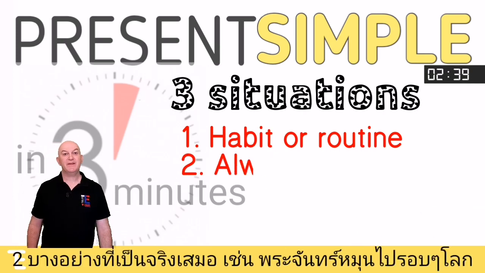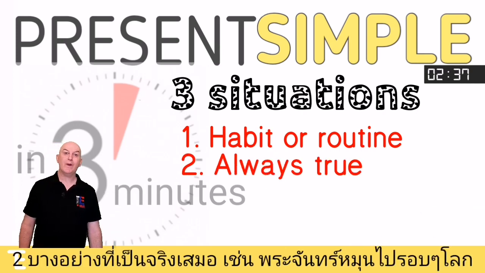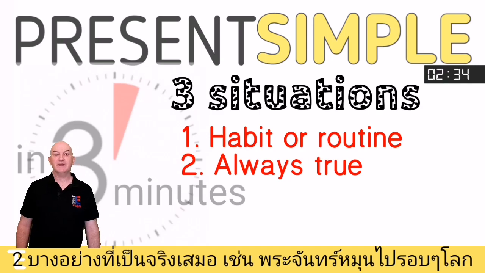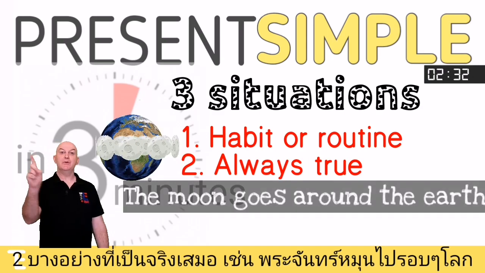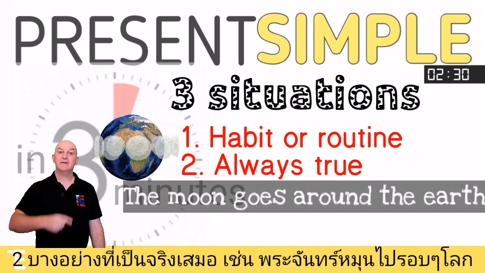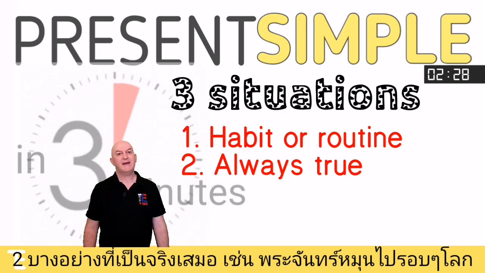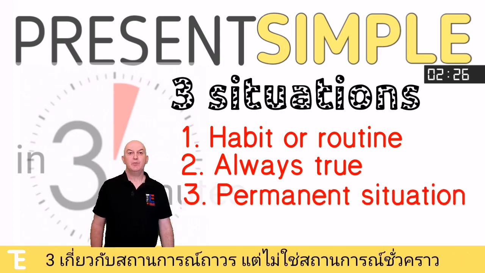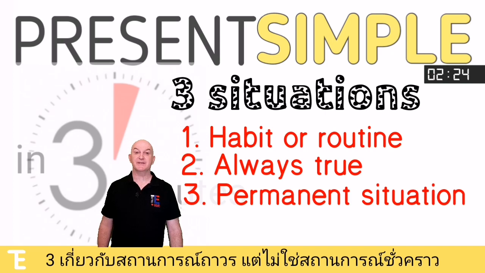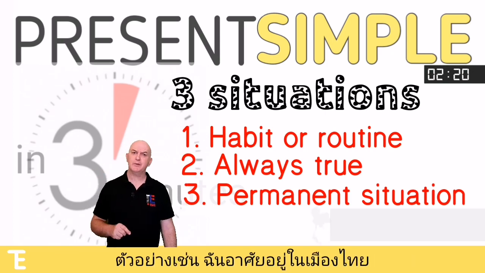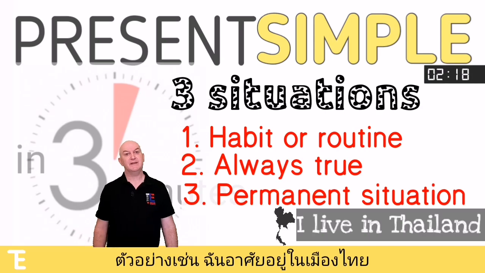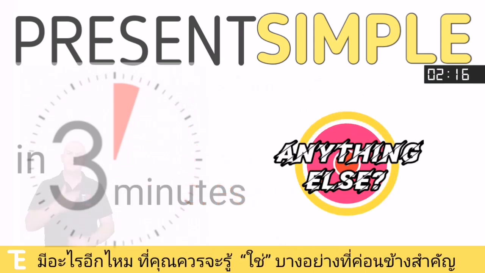Number 2, something that is always true. For example, the moon goes around the earth. And number 3, a more or less permanent situation, it's not temporary. For example, I live in Thailand.